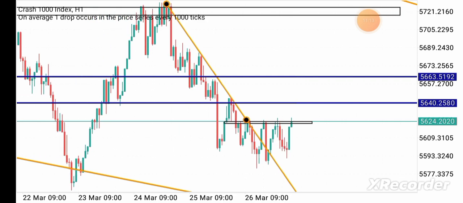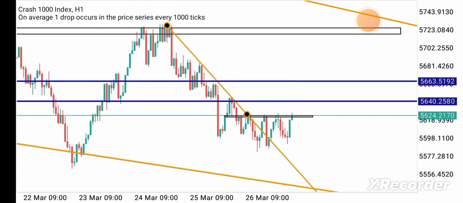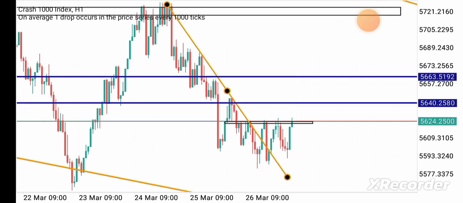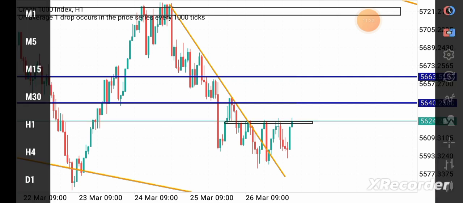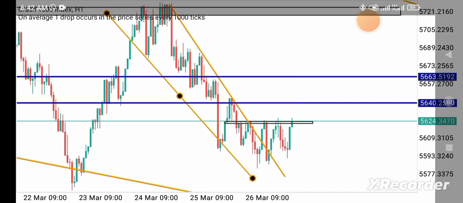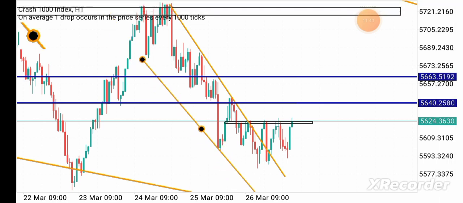Okay, one moment guys, let me just adjust this properly. Okay, so you can see market has been selling. Boom 1000 has been bearish for some days, I mean just this particular bearish movement here, and there is a breakout, as you can see. I'm trying to fix this properly, guys. Sorry for the delays.